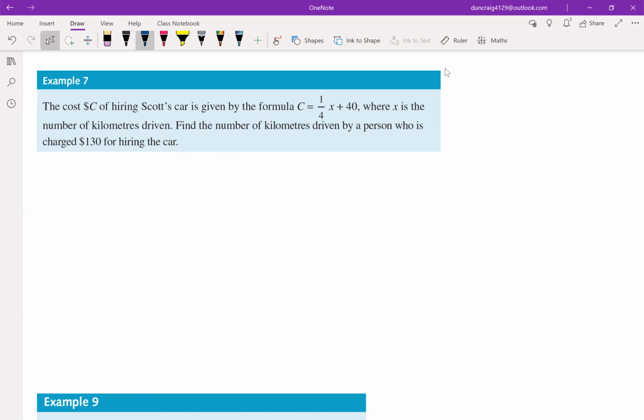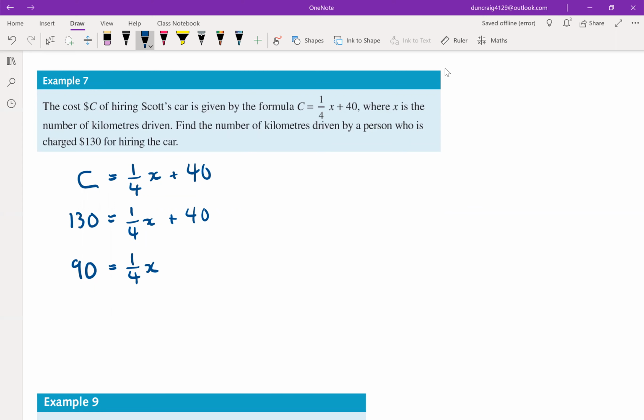All right, so let's do it like what we did in the previous lesson. First I'm just going to write out the formula. So C is equal to a quarter X plus 40. And we want to find out X if C is 130. So let's put in 130 is equal to a quarter X plus 40. So what I want to do is subtract 40 from both sides. So I'm going to get 90 is equal to a quarter X.